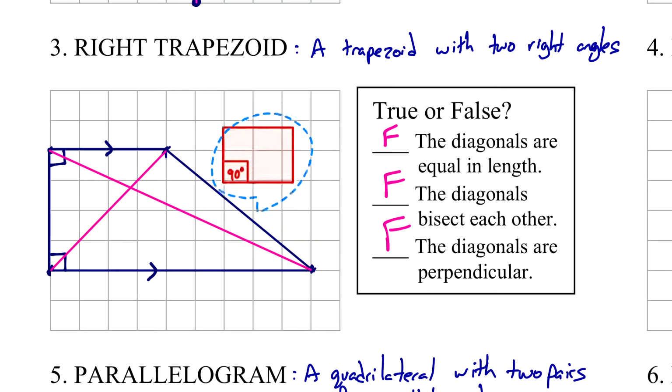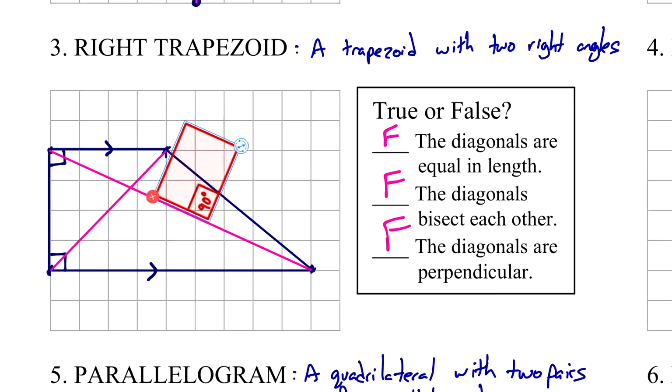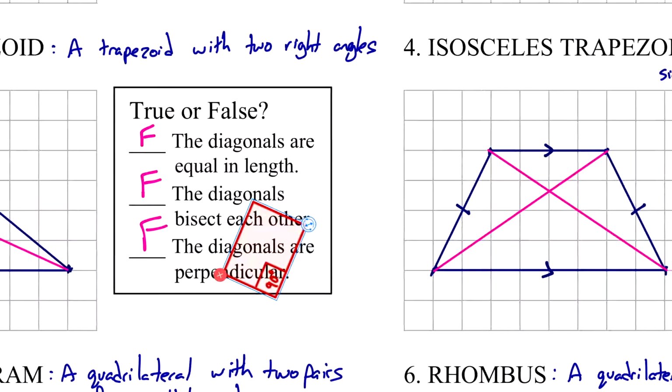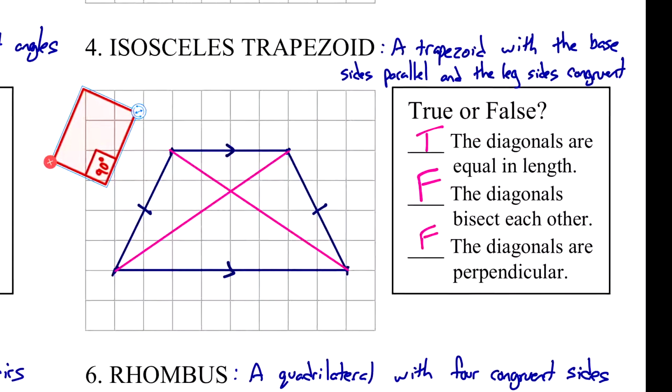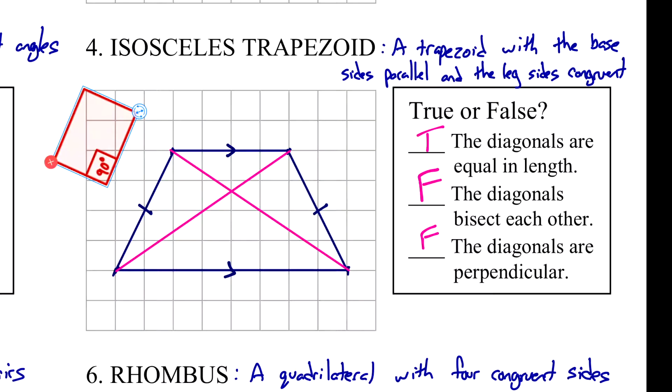And then the 90 degrees, if I rotate this, maybe something like that. So yeah, that doesn't make sense. So if I put it here, that does not look like a 90-degree angle. All right. And if we look at isosceles trapezoid, here we actually have a true.